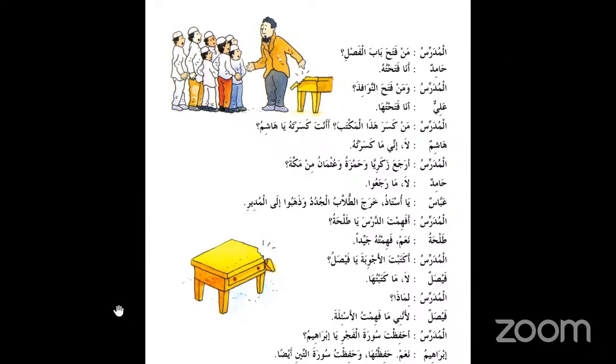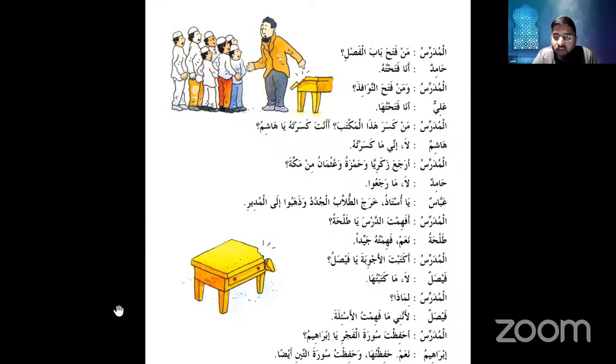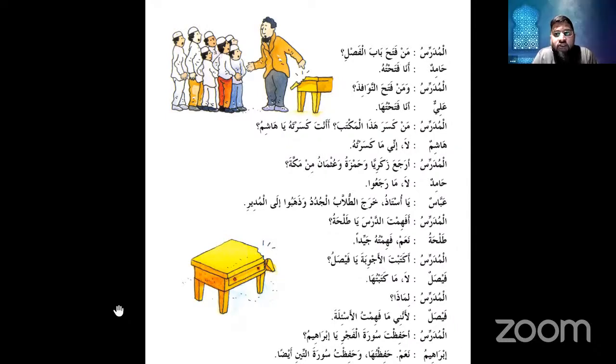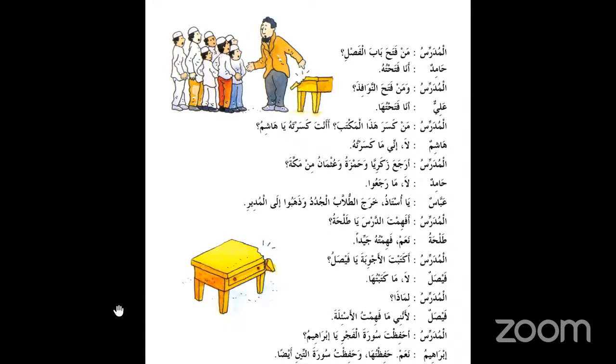Ana fatahtu. I opened it. So where is the doer now? The doer, I think, is Ana. Exactly. Ana is the doer, which is a nominal and mubtada, and fatahtu is a verbal sentence.